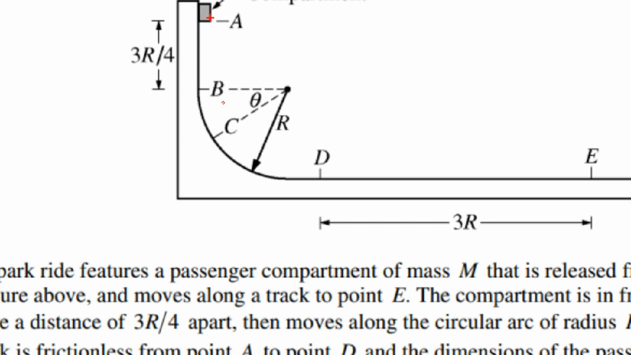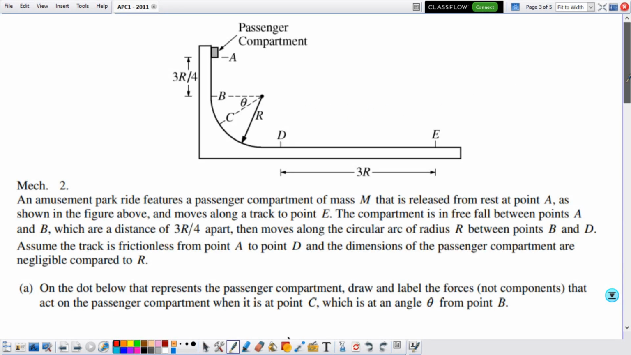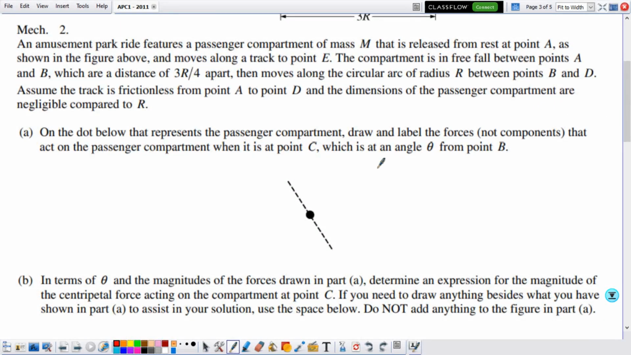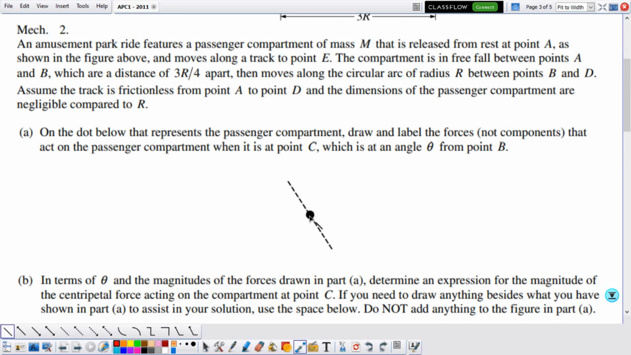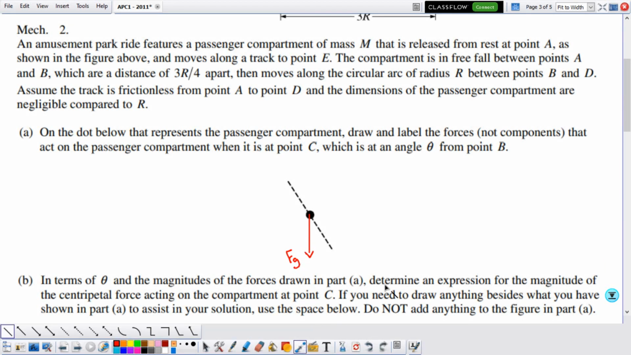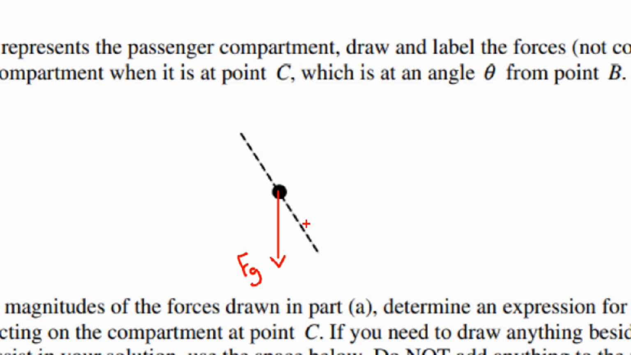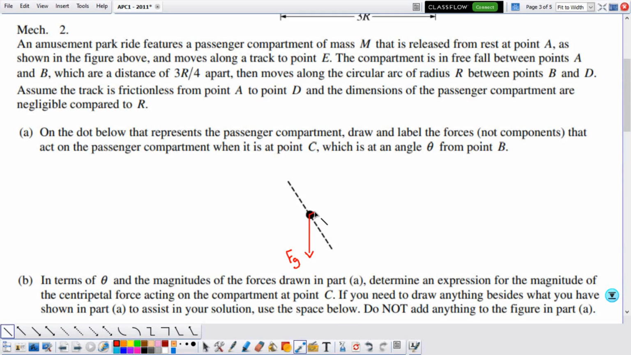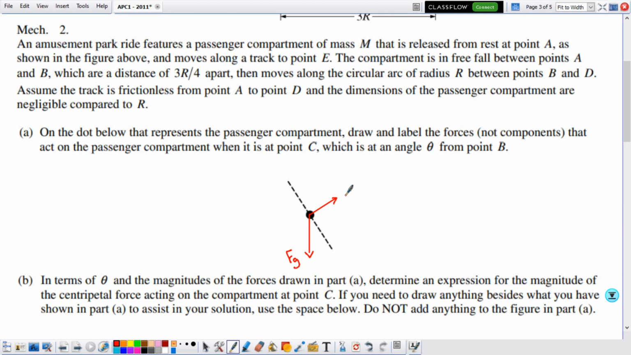So because the compartment is of capital mass M, it will be subjected to the pull of gravity downward and the normal push, which is perpendicular to the track, and it will be along the radial direction. Then that's the pull of gravity, and let me name it Fg, and the normal push would be perpendicular to the track, which is represented by this dotted line, something like that. And that would be the normal push.